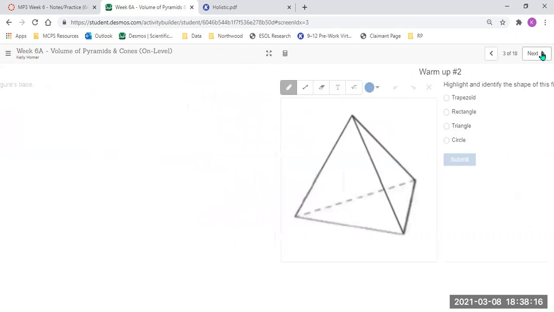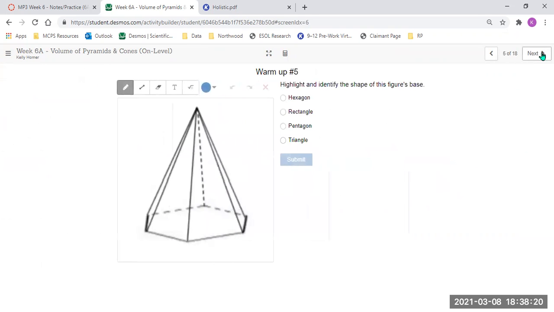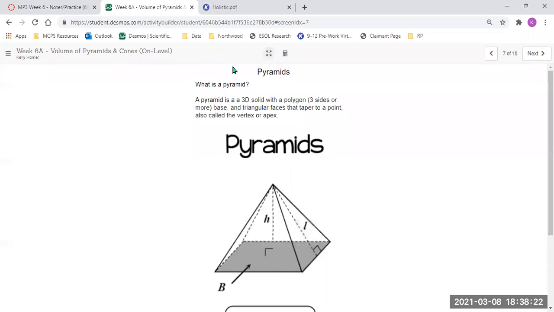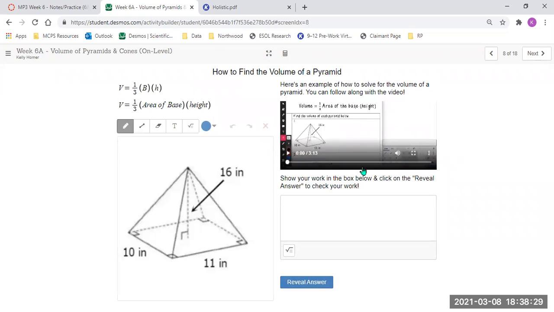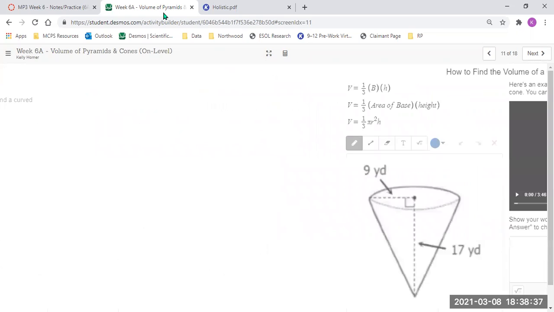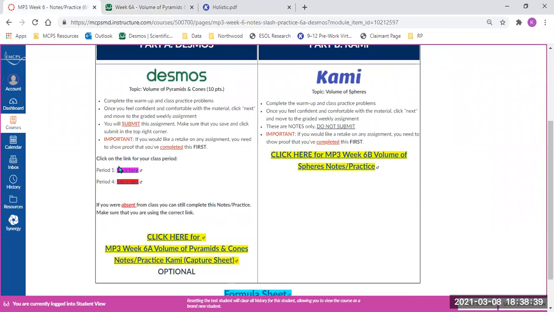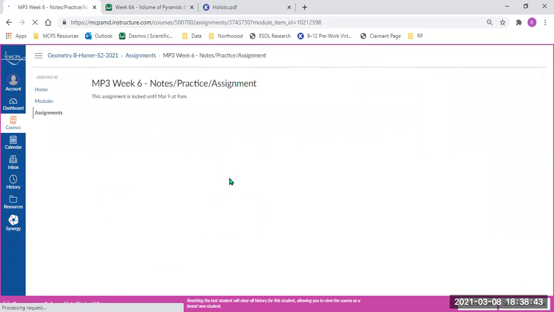So we have some warm-ups and some slides. Remember, go through at least 14. As we get to the warm-ups, we're just going to discuss what the pyramid will be, as well as how to find the volume of a pyramid, a beautiful video done for your reference. So make sure you go through 14, and there are videos there with you. Now, some of you don't like Desmos, and you would prefer to do something with Cami.